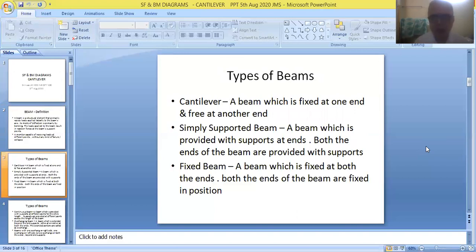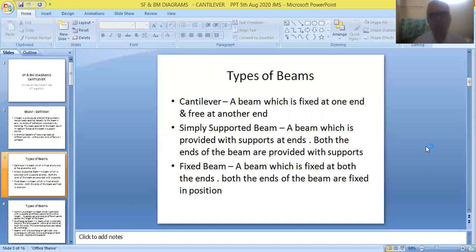Friends, we have different types of beams available. So these beams are basically classified into four different categories, namely cantilever, secondly simply supported beam, third one fixed beam, and finally the last one called continuous beam.